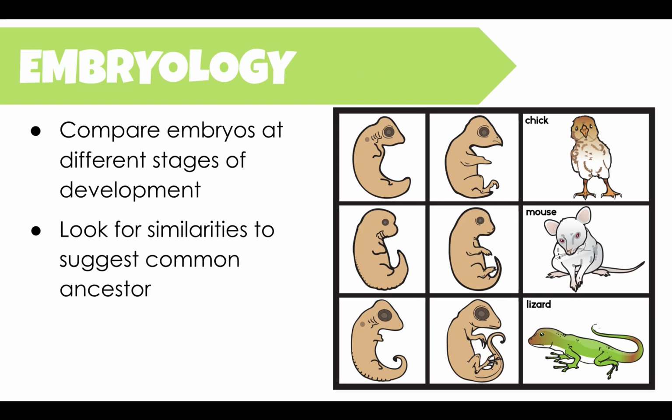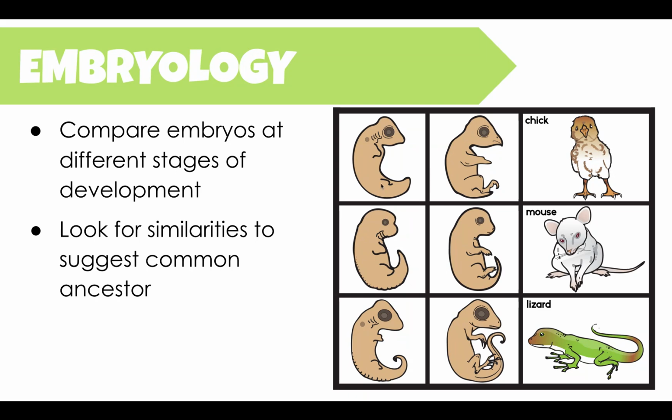So this is where we are going to compare the embryos of different organisms that are not really related to one another, and we're going to look at them at different stages of development. And we can look for some similarities that would suggest there must be a common ancestor. So if we look at the embryos of a chick, a mouse, and a lizard, we notice that in those early stages of embryonic development, the chick, the mouse, and the lizard have these 3 little lines which represent gill slits, indicating these all are individuals that have evolved from an organism that had gills.